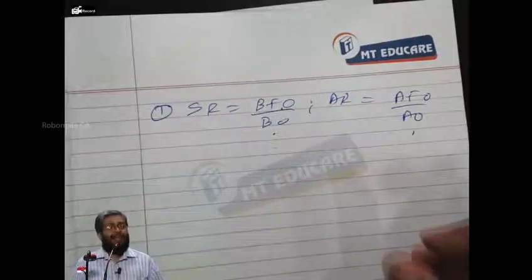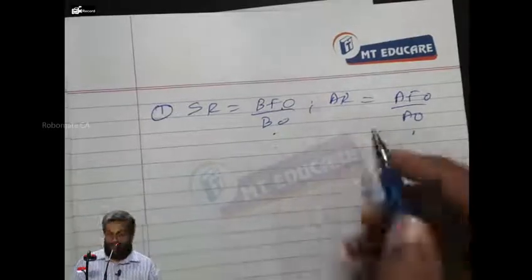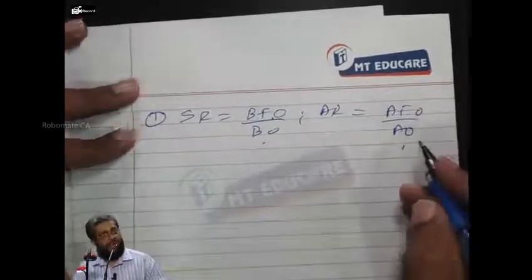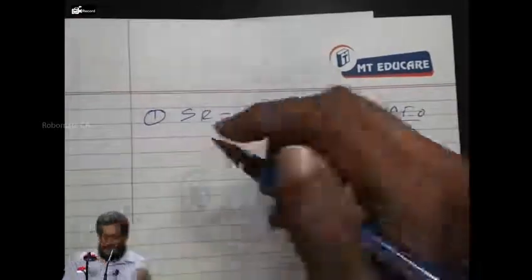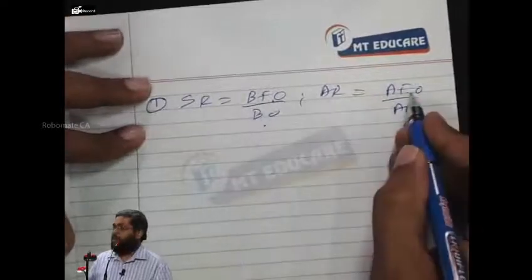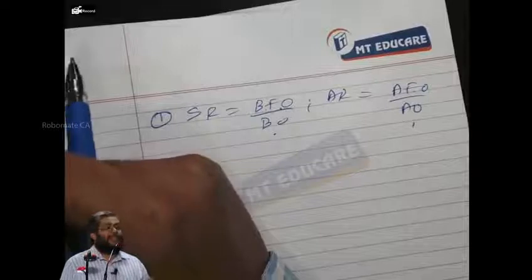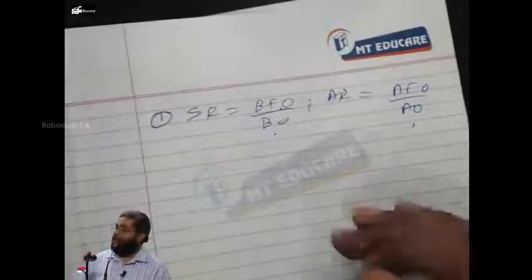It can happen, yes? AR and SR can change. Why? Because of numerator difference or denominator difference or both. Now, the numerator difference is BFO and AFO, which I call the expenditure variance. Yes or no? What expenditure variance? 3 minus 2, BFO minus AFO.